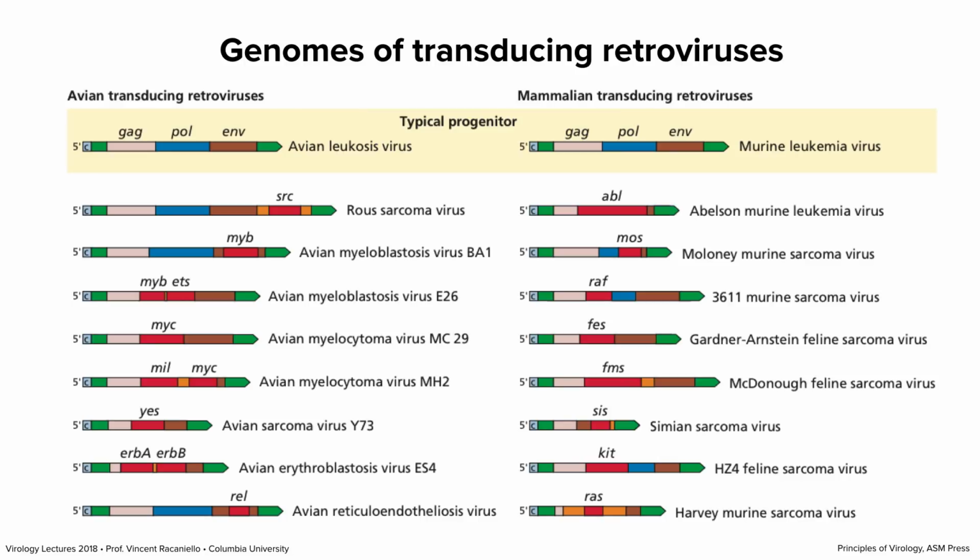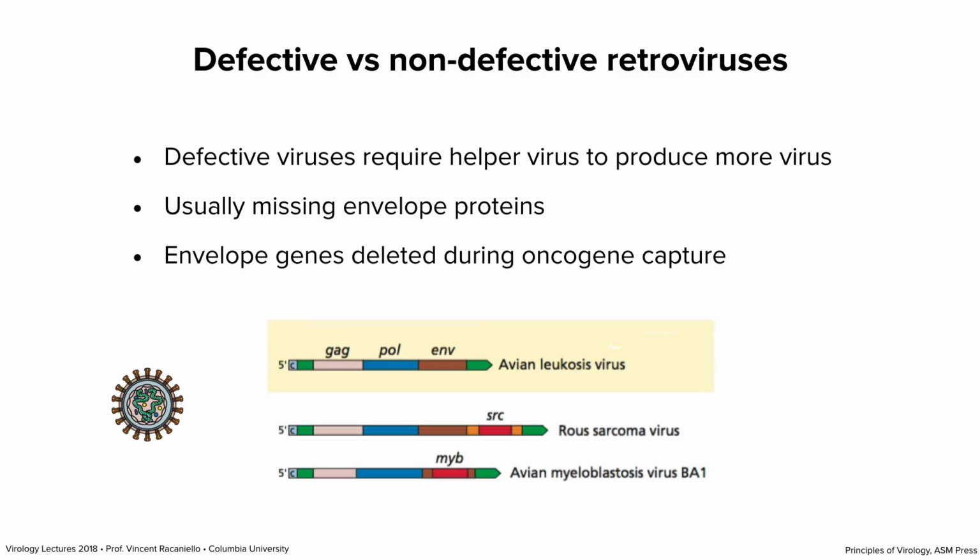And as you can see, most of these viruses are defective, except for Rous's. How lucky was he? It's amazing. He didn't even know what he was doing, but he just happened to get a non-defective virus. If you're not understanding what I mean by defective and non-defective, a defective virus is missing a portion of the genome. And usually it's an envelope protein, but it can be more. The genes are deleted during the capture of the oncogene, as you will see in a moment.